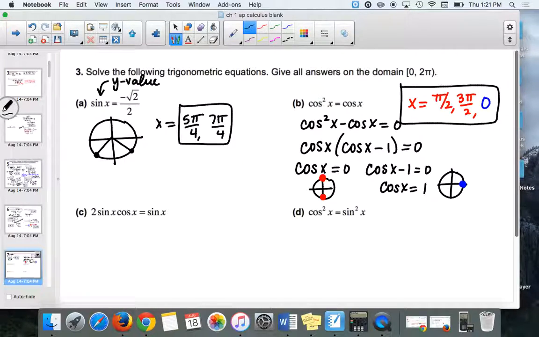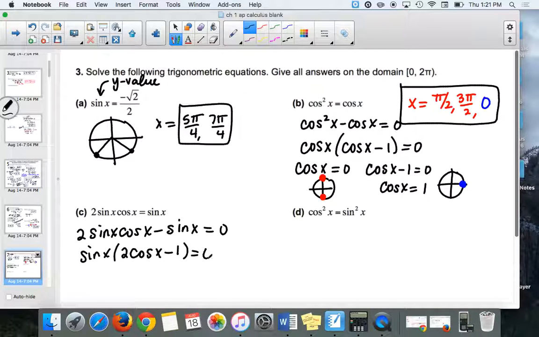All right, so same idea on the next one. So we're going to pull the sine of x to the other side, and we're going to factor it to the front. So I'm subtracting it over. I'm pulling the sine of x to the front. I'm left with 2 cosine of x minus 1 equals 0. So I have sine of x equals 0, and I have 2 cosine of x minus 1 equals 0. So if I solve that, I get cosine of x equals 1/2.